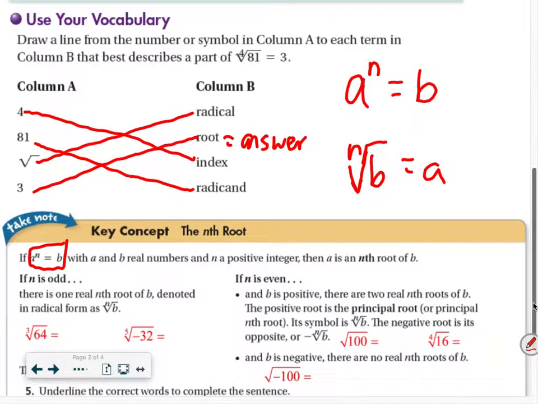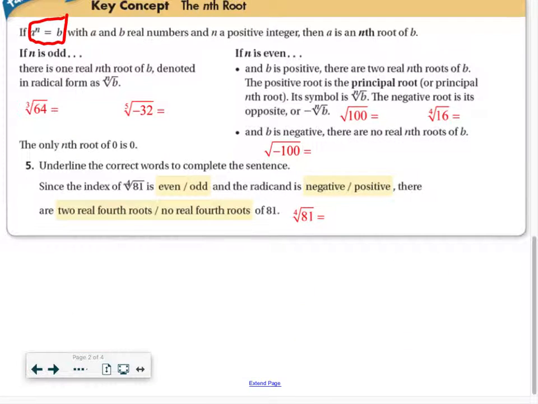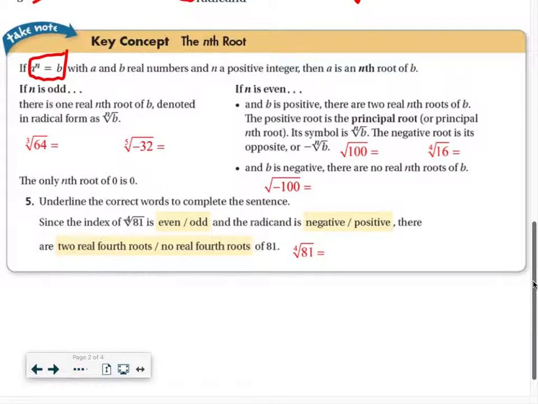Okay. Like I said, this is a^n = b, where n is a positive number, so my index is a positive number. That is the nth root. This little table is very important. If n is odd, so if the little number by our root, our radical, is odd, there is one answer, one root. So odd, one answer.